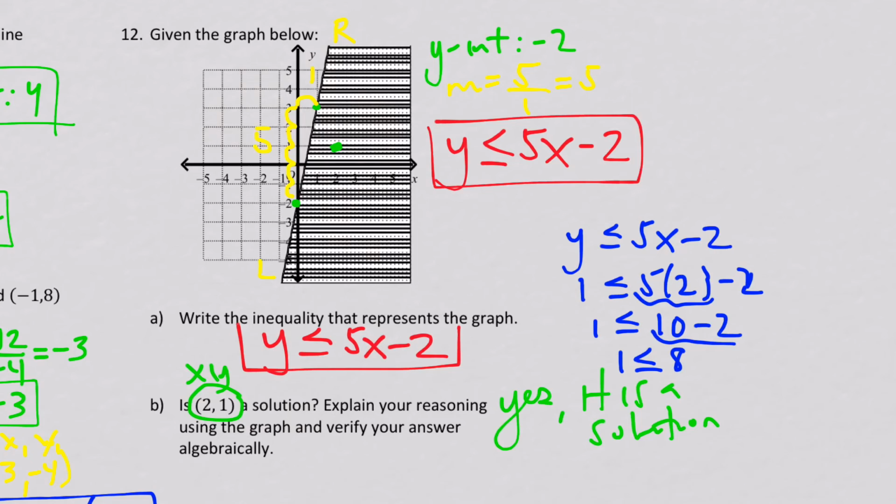So the question becomes, is this true or not? Does this read true? If you look at this, this is less. This is more. So is 1 less than 8? And that's true. So whenever you check algebraically, if the result is true, you say it's a solution. If this were to read false, you say it's not a solution.